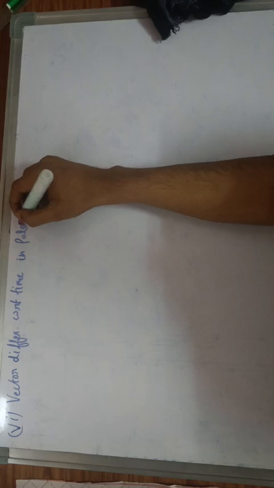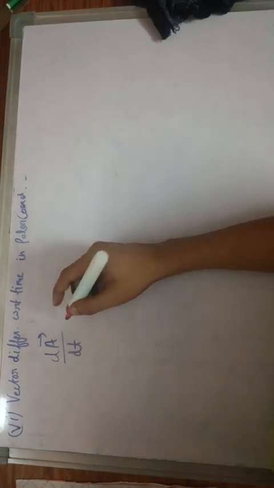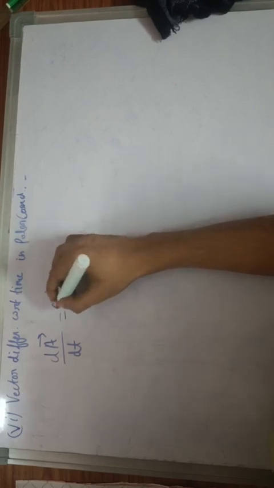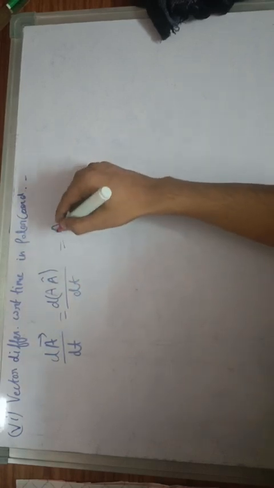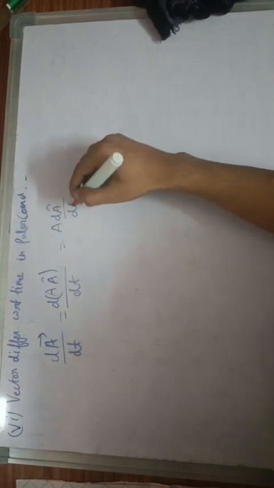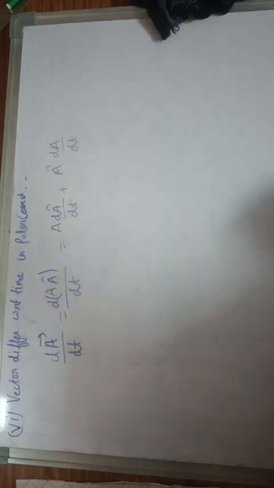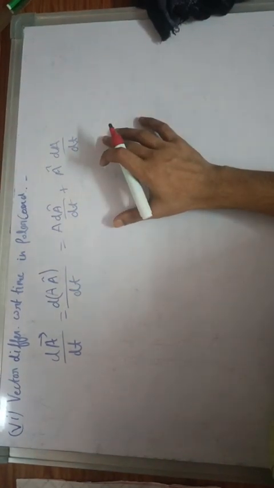In case of the polar coordinate system, let's say there is a vector, let's say A, and we are taking the differentiation of the vector with respect to time. Then we can write it as magnitude of A into A cap, divided by time. Now this will give A dA cap by dt plus a dA by dt cap. This is how we will write the vector's equation.